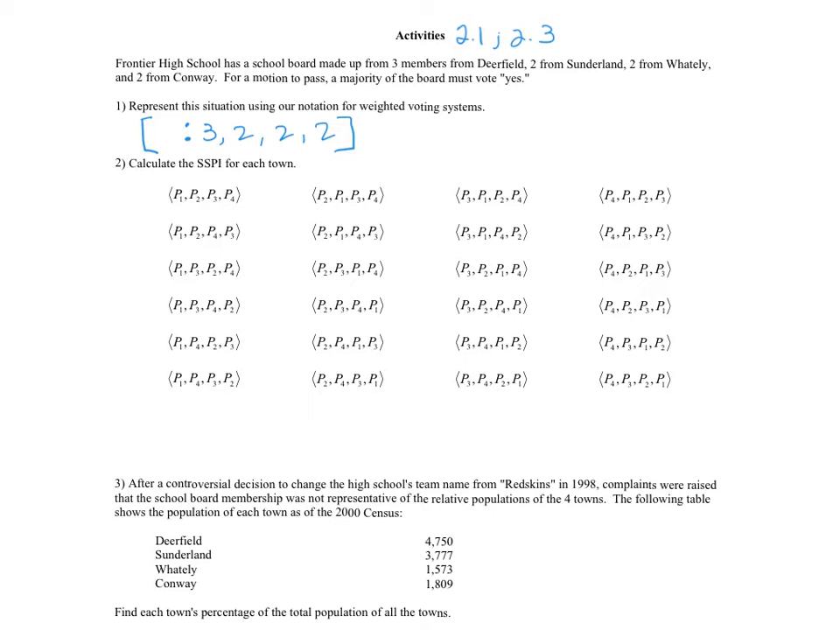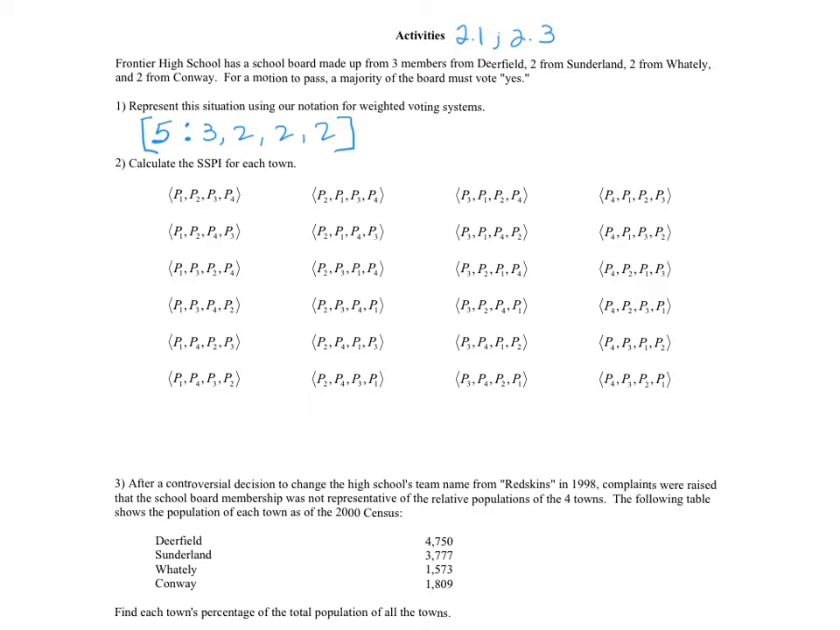So we have to figure out how many total votes there are, which is 3 plus 2 plus 2 plus 2. So 9 total votes. And a majority of 9 would be 5. So it takes 5 to pass a motion.